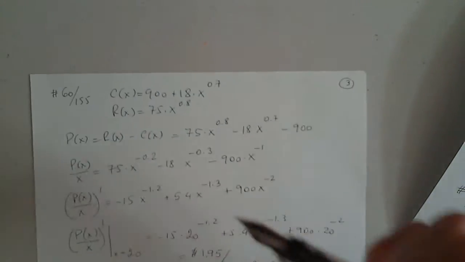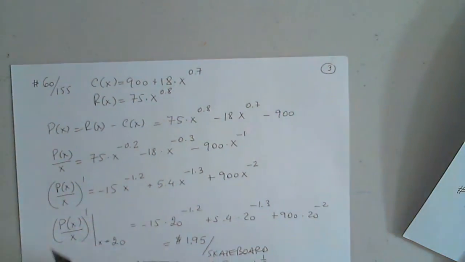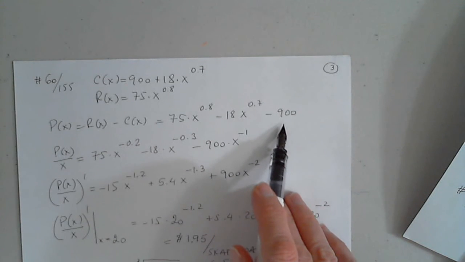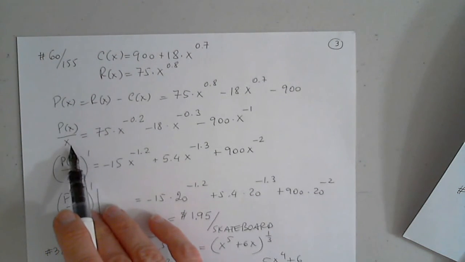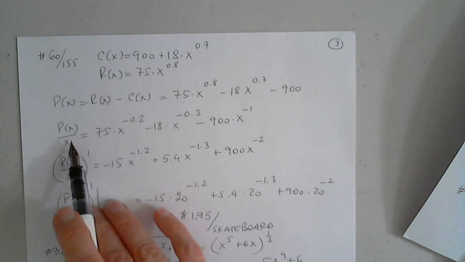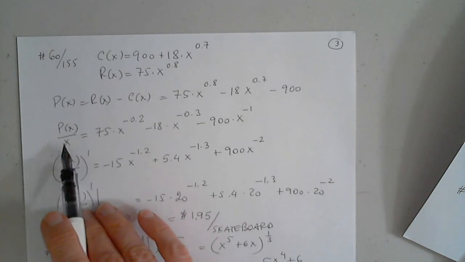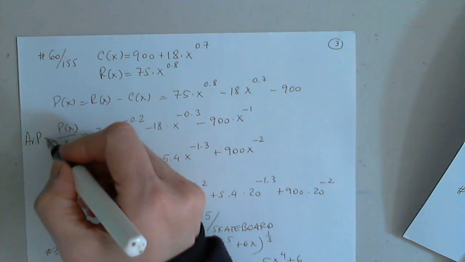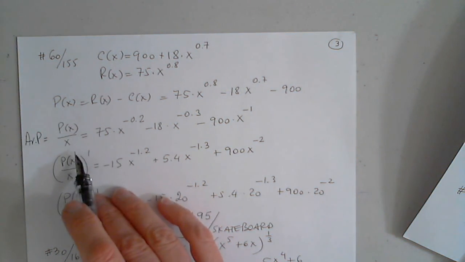We are given the cost and the revenue. We have to determine the profit function, which is this. And then we are asked to find the rate of change of the average profit. So we have to find the function first. The average profit is P of x divided by x.